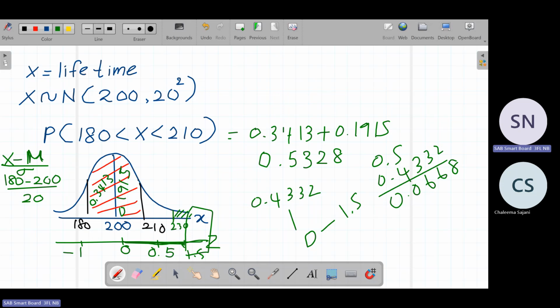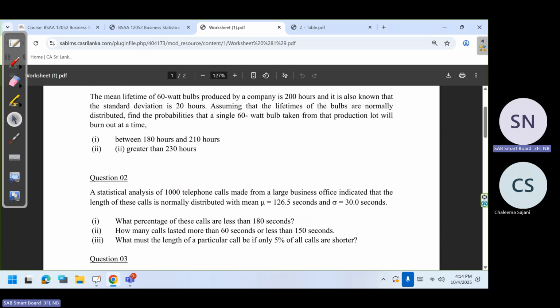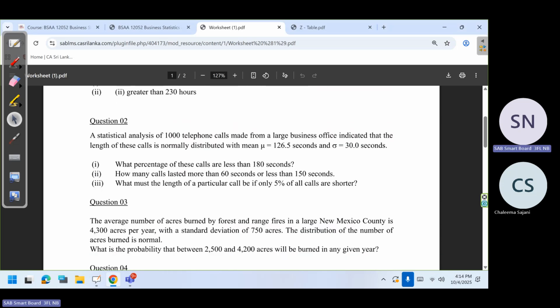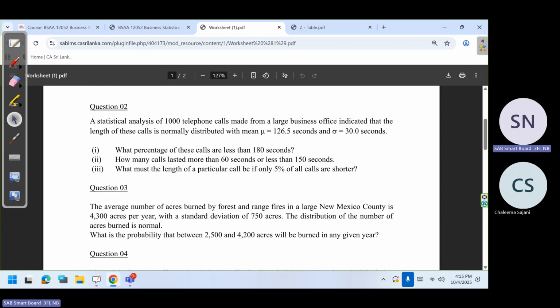Okay. Then try question number 2. Roman number 1 and 2 only. Okay, the third part is a different one. Do the first part and the second.